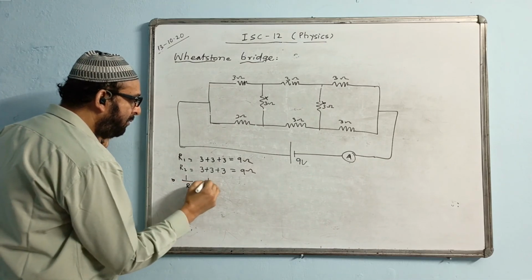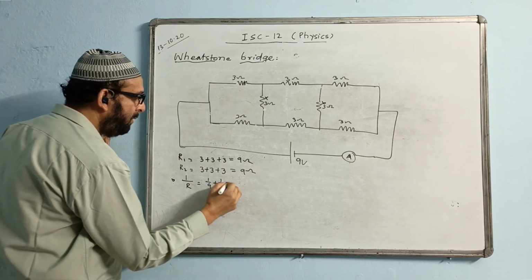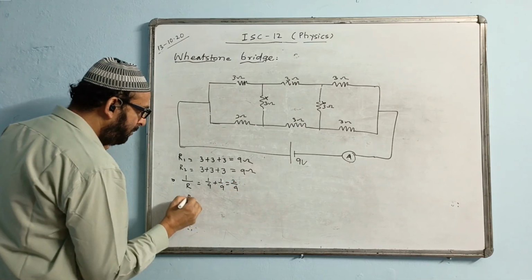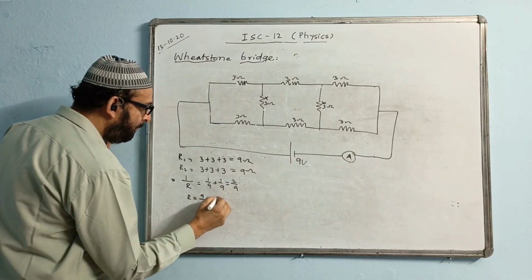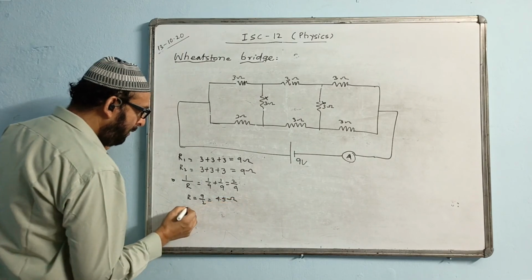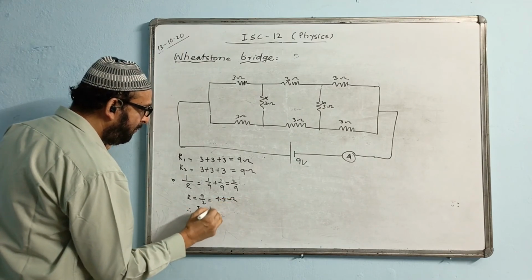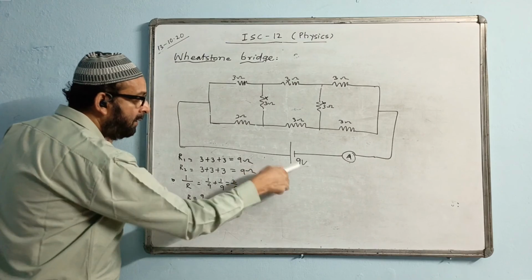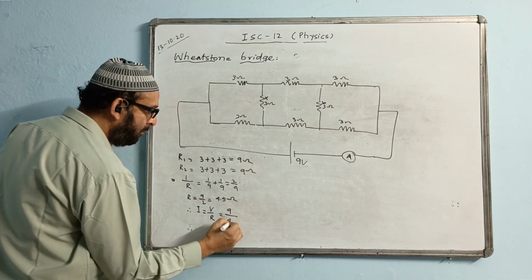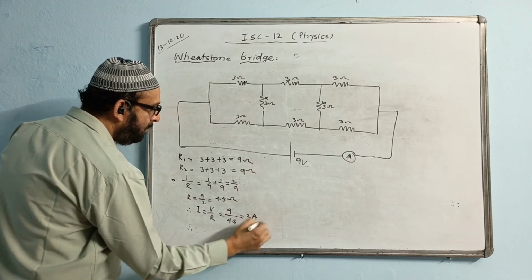So 1 by R is equal to 1 by 9 plus 1 by 9. Then it's 2 by 9. Therefore R value is 9 by 2, 4.5 ohms. Now I find current. Therefore I is equal to V by R. Voltage is 9, and this is 4.5. Answer will come 2 ampere.